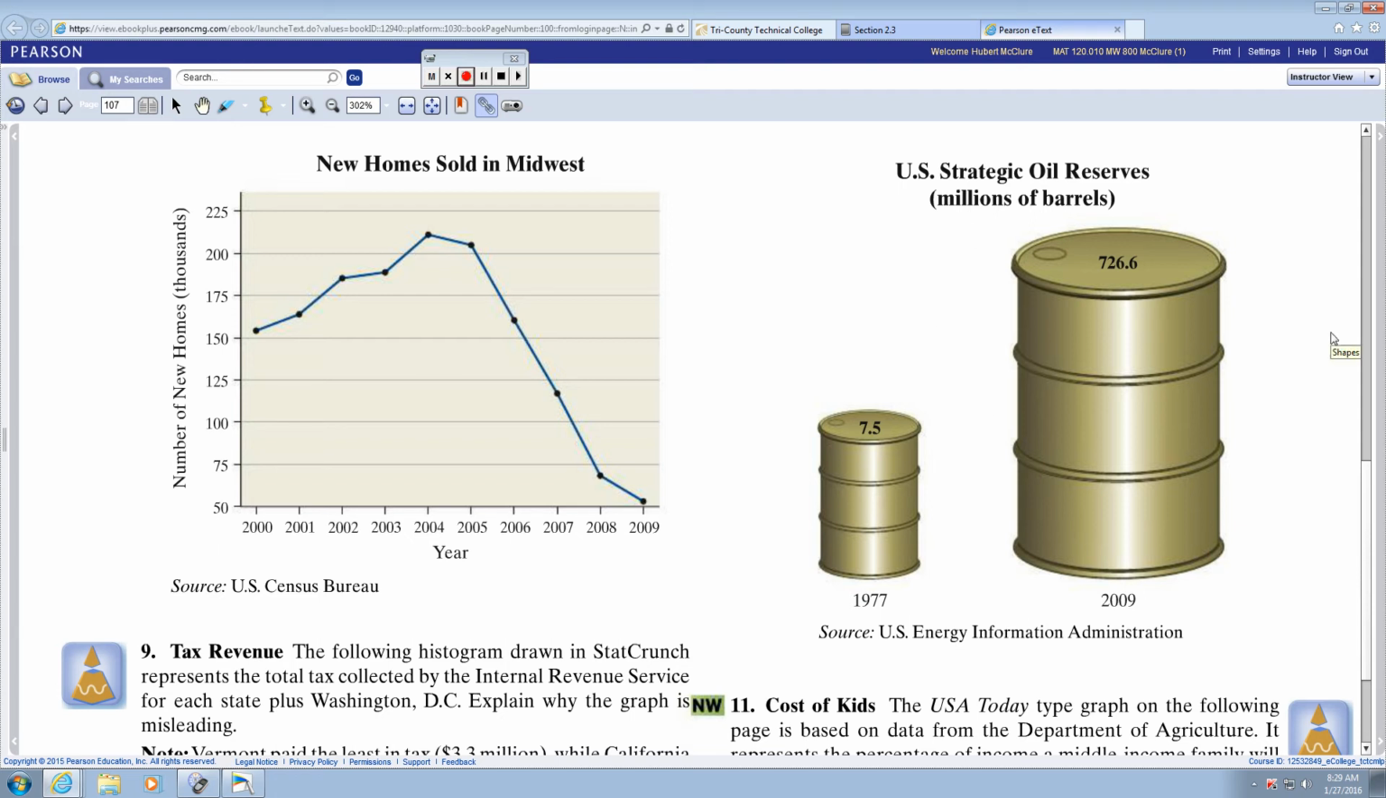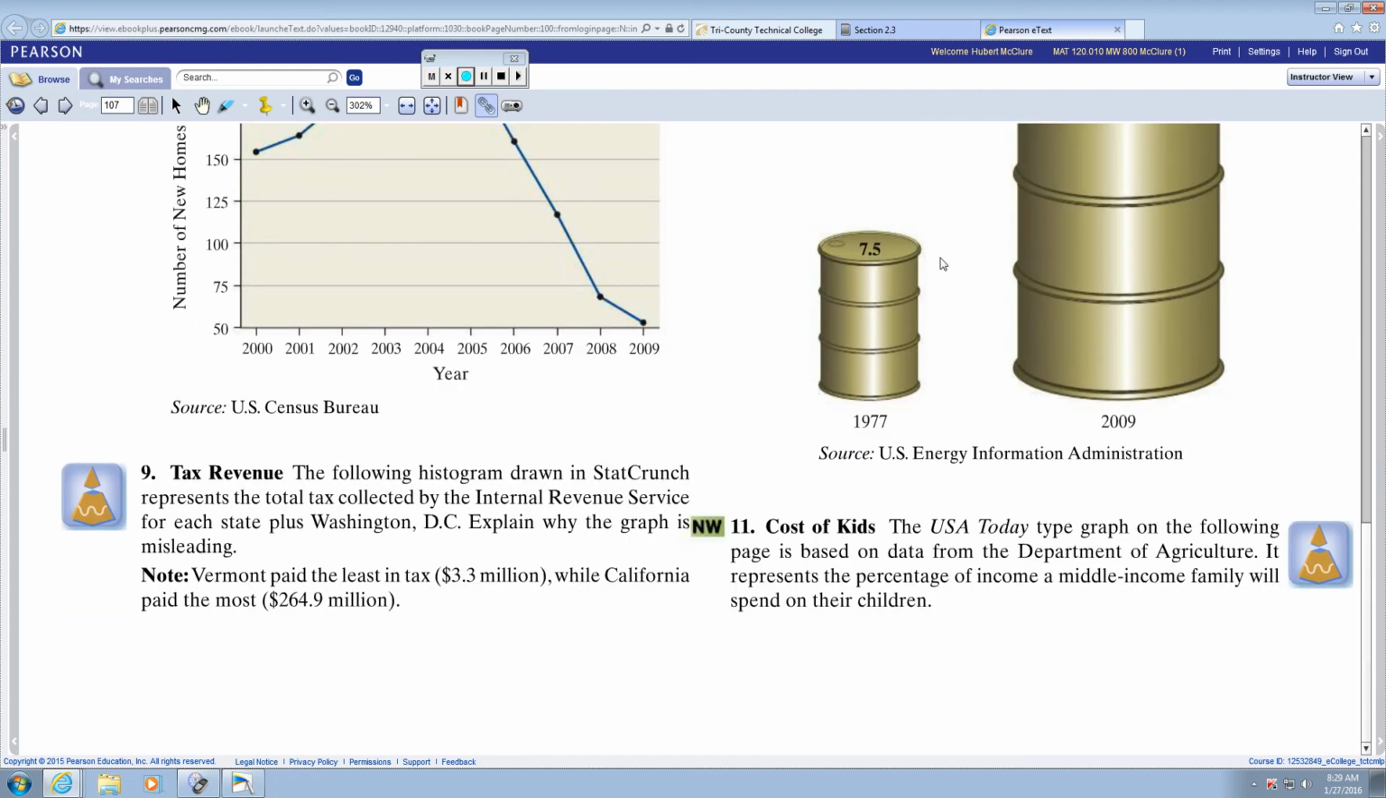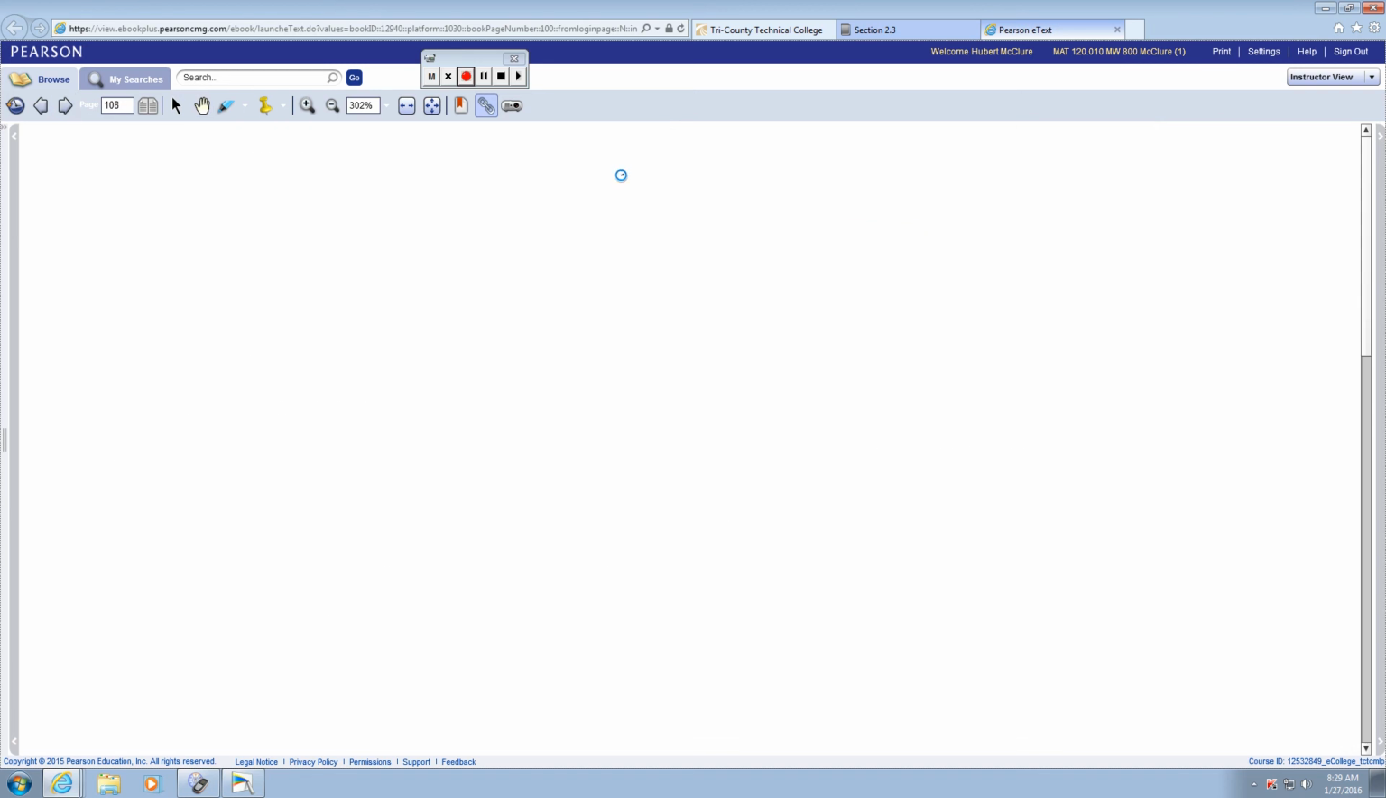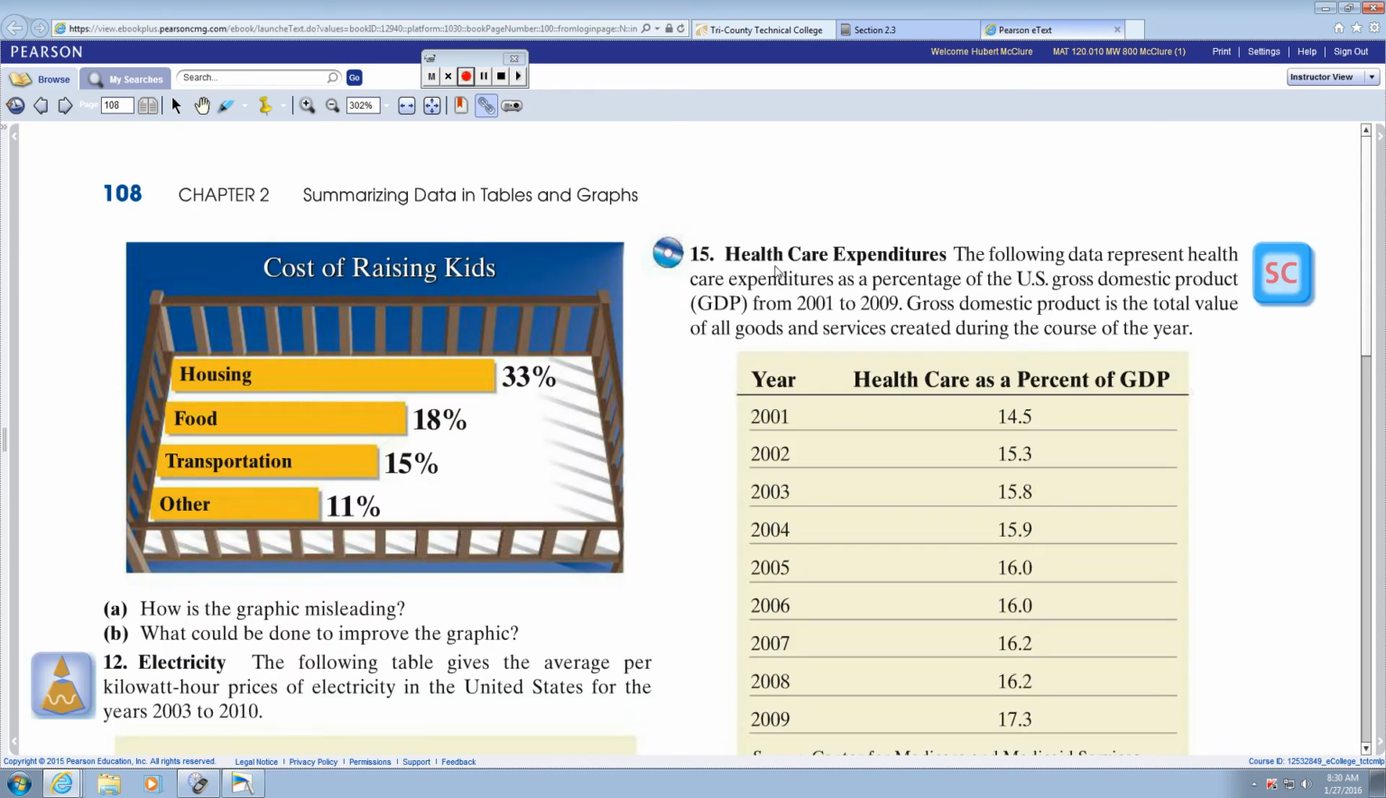And what I would always suggest you do when you're looking at a graph is always ask yourself, okay, that's 7. So you should be able to fit 700 of those. I meant not 100, sorry. You should be able to fit 100 of those into that barrel. Not a good representation. Okay? So make sure you know how to look at pictures, how to look at graphs and make sense out of it. Cost of raising kids.